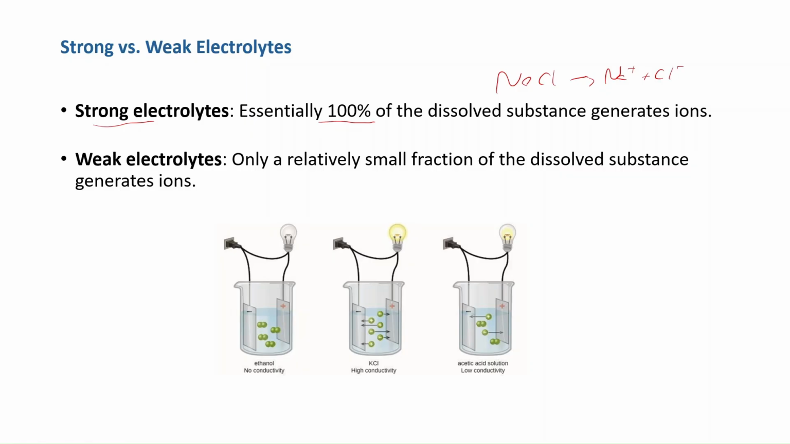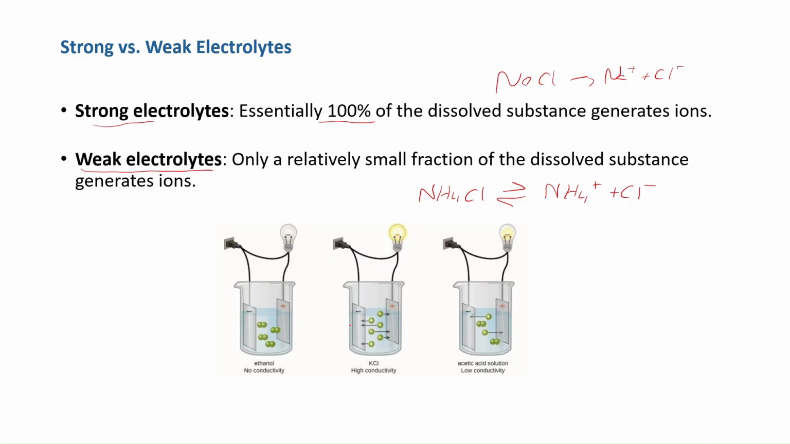But for instance, if I have ammonium chloride, I'm going to represent it with a double arrow because only a fraction breaks down into ammonium and chloride. When only a small fraction dissolves and forms ions, you have a weak electrolyte. Here I'm showing electrolytes got the name because they conduct electricity. When you have ions in solution, they conduct electricity.